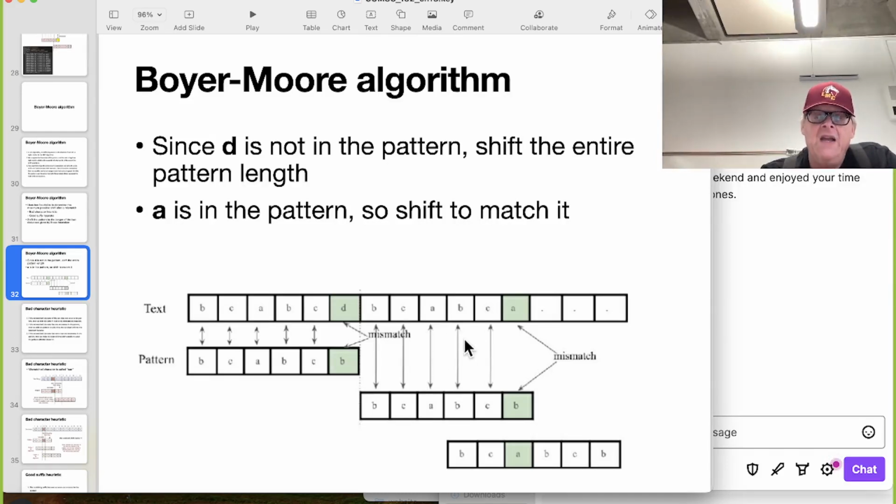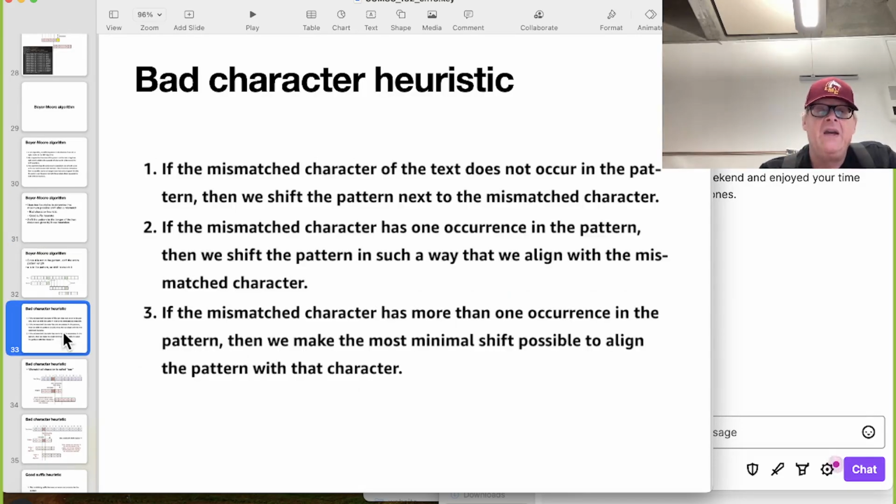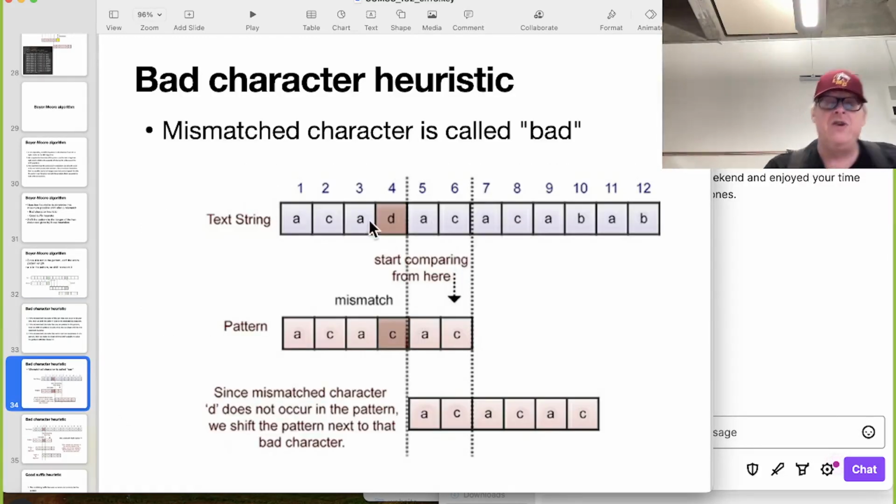All right. This time you have a bunch of matches, and then you have a mismatch, but this is A, so you shift it to where an A hits there. Where you know all these previous characters match, and there's an A, and then you can keep checking. So that's the idea. So the bad character heuristic, if the mismatched character does not occur, then you go all the way past it. If the mismatched character has 1 occurrence, then you align with it. If the mismatched character has more than 1 occurrence, then you make the smallest shift possible. And you'll see that here.